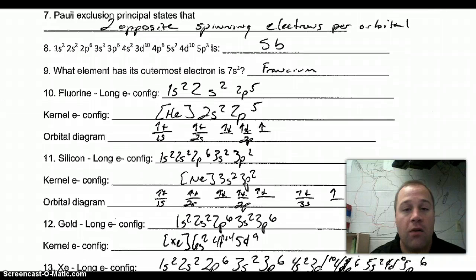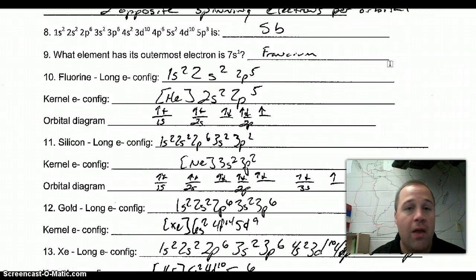For number 8, you're just adding up all the exponents, and when you do that, you get 51, which is antimony, Sb. For number 9, you're looking for which one has the outermost electron of 7s1. What you do is you go to row number 7. We always start each row with S. So because it says s1, we're looking for the first element in row 7, which is francium.